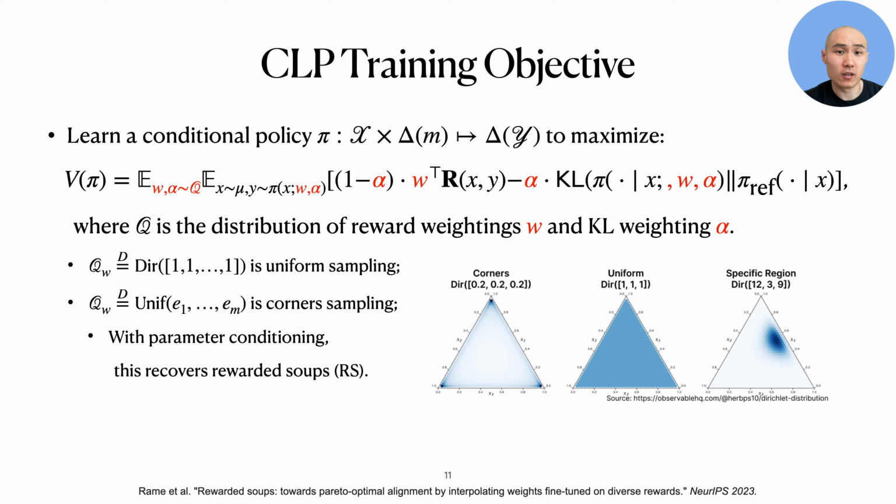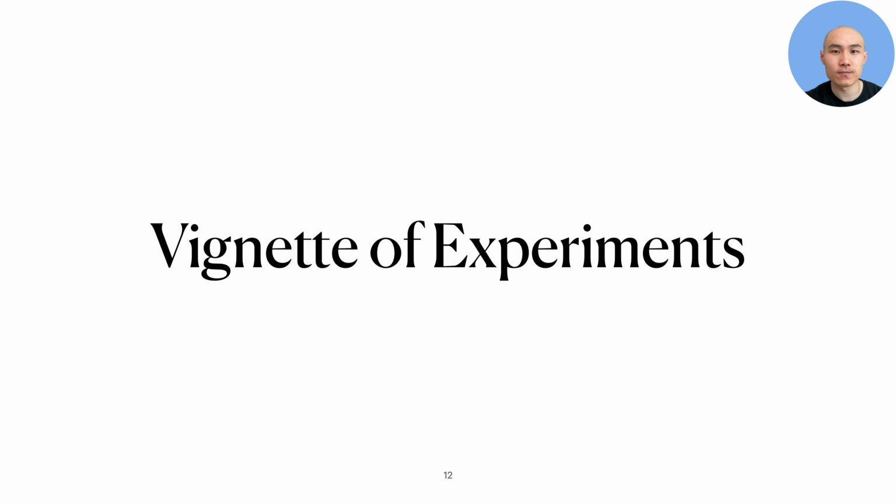A good default for the task distribution Q is the uniform Dirichlet distribution, which we use in our experiments. Another narrower choice is to just sample corners of the simplex, and doing so recovers rewarded soups. Finally, the setup is very general, so you can pretty much specify any region in the simplex that you care about, and we also provide some ablations on this.